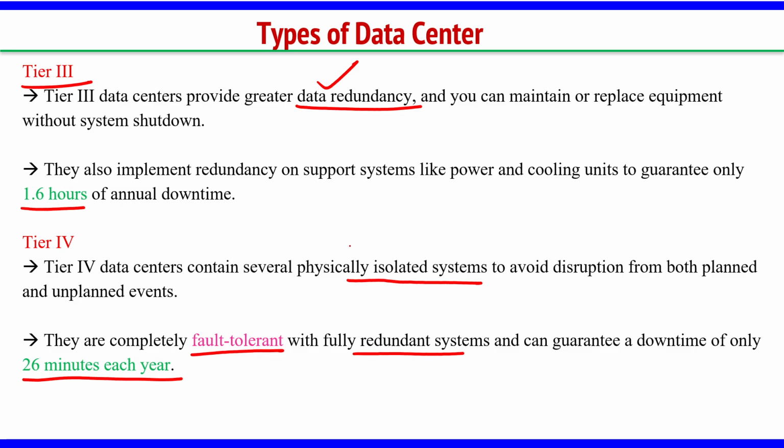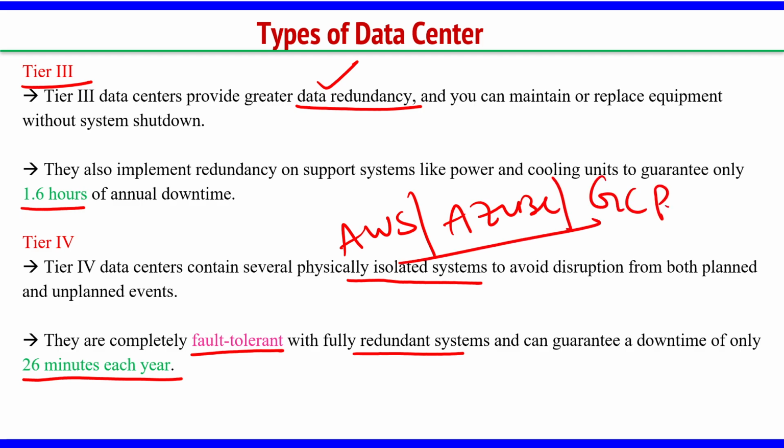And obviously the big platforms use tier 4 data centers only. That's why the downtime is very, very low. Again, this is an average. In some cases it's even less than 26 minutes a year.